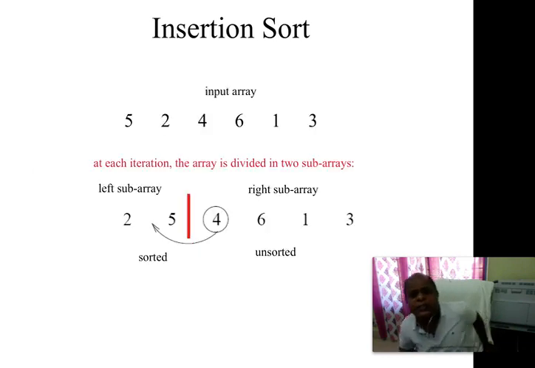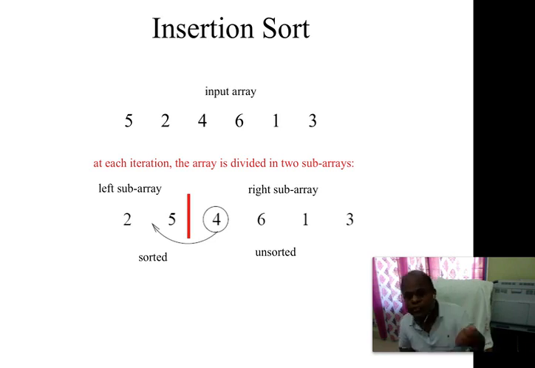Now take a bigger example of an input array. This is the input array, and you want to sort it using insertion sort. First of all you consider the first element, the element 5, and this element 5 is in your hand. It is by default sorted, because if you consider a single element, it is by default sorted.